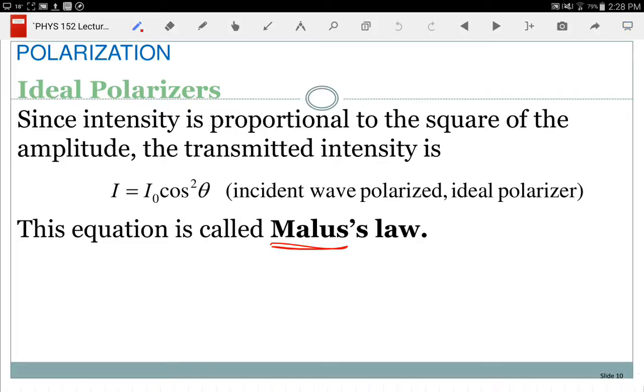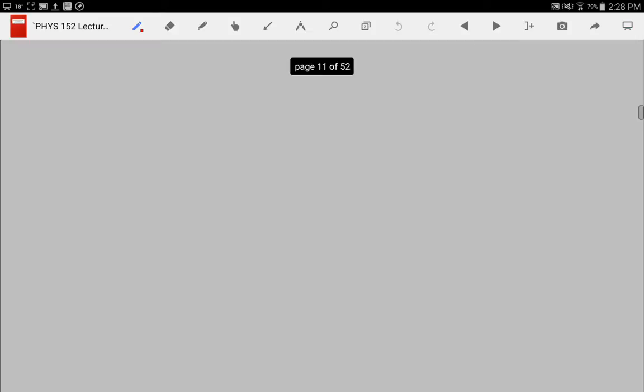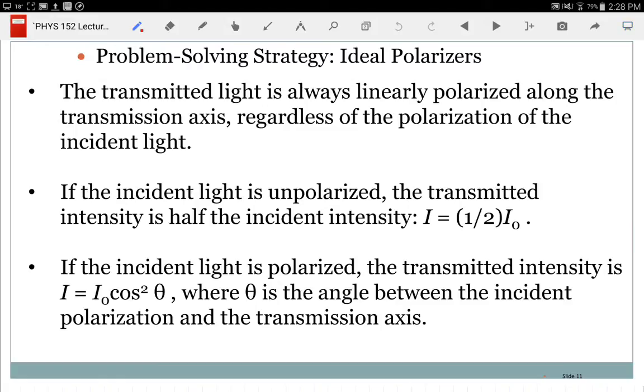Who knows what the law of Malus is? Okay, good. Making sure we're all here together.